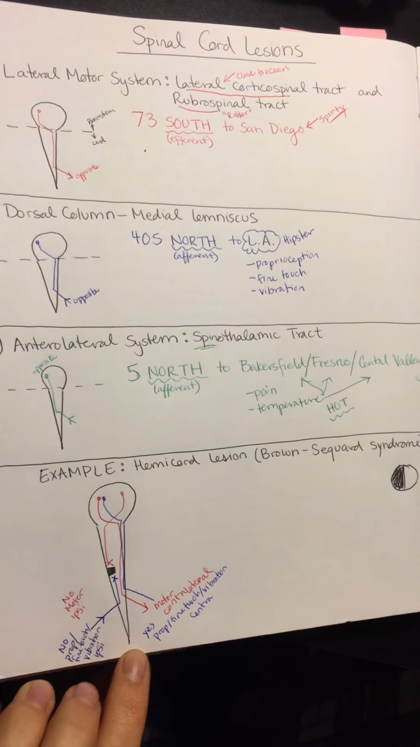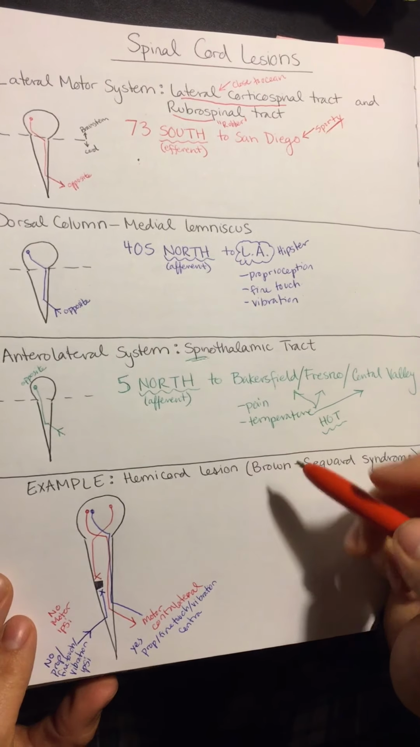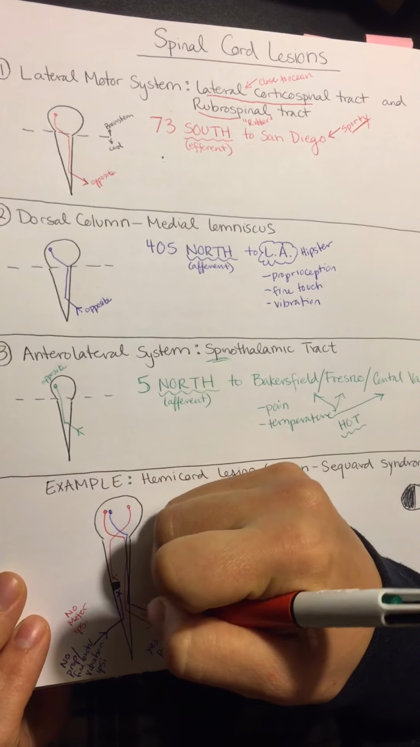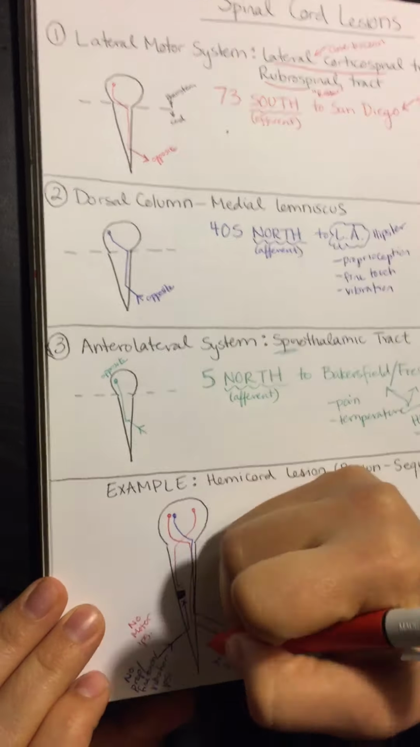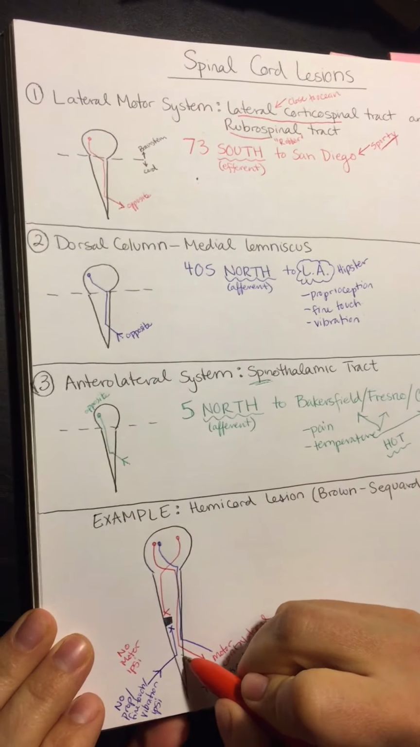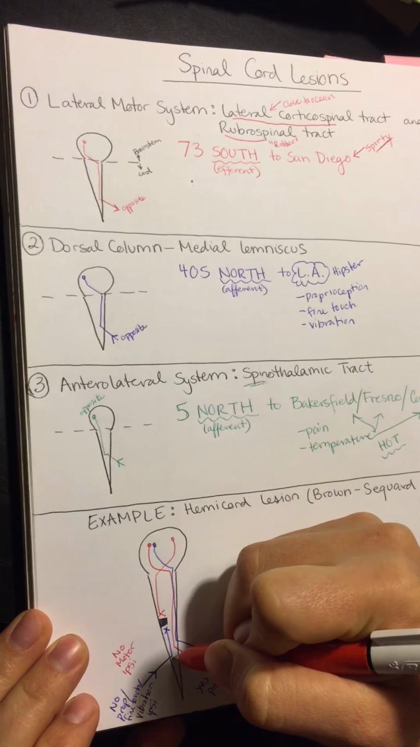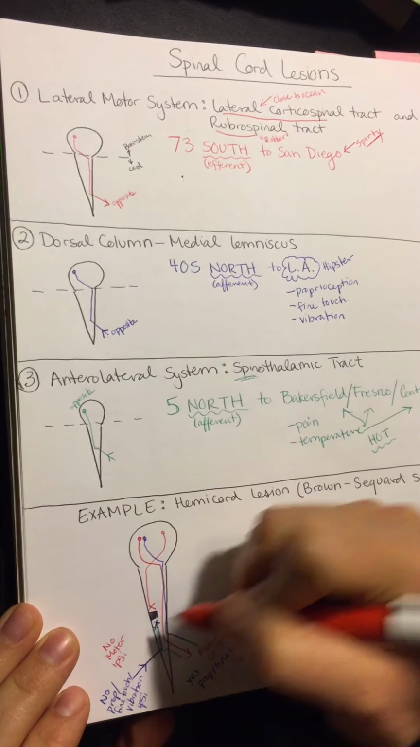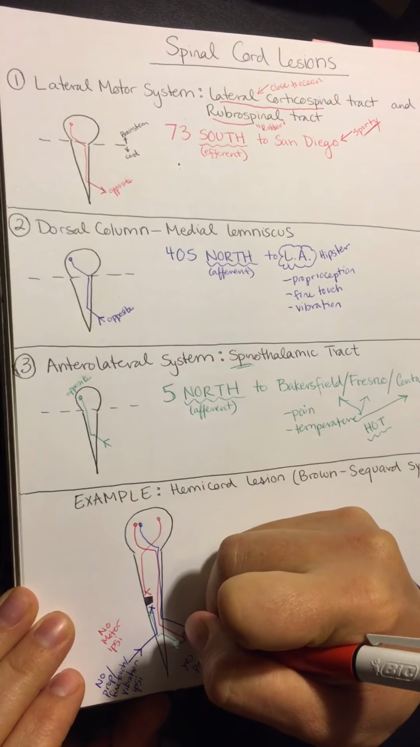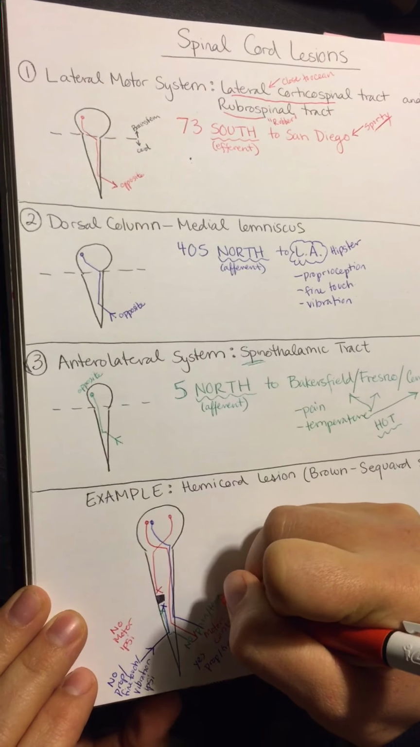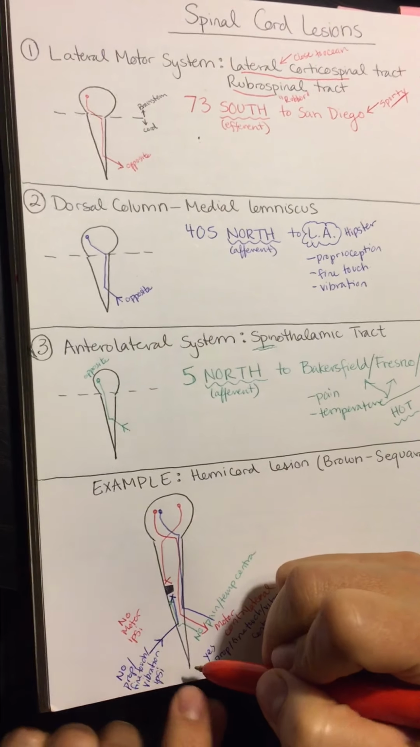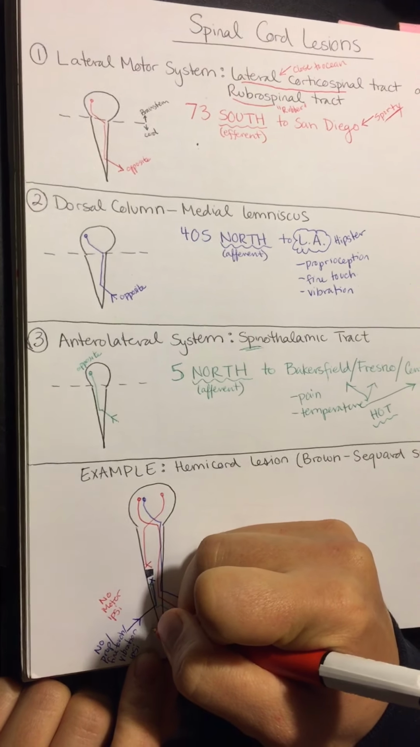All right, last one. We have to see how pain and temperature work. So remember, this is the weird one. It's going to be a little different. We are going to enter on the contralateral side, but remember, this one decussates immediately after entering. So we're going to cross over and we're going to try and go up, and nope, it is not going to work. So we're going to have no pain and temp contra.